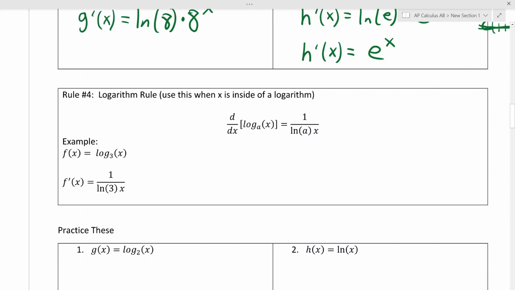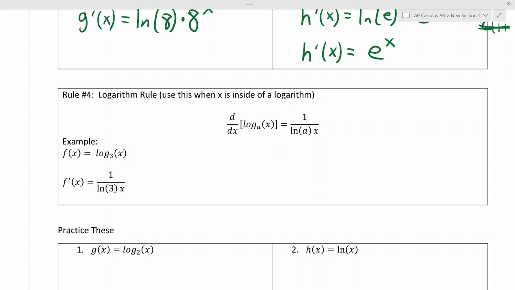The derivative of a logarithm, so log base a of x, which is different than a to the x power, right? That's exponential, is 1 over ln of the base times x. So when you derive log base 3 of x, you get 1 over ln 3 times x. And notice the x is down in that denominator.